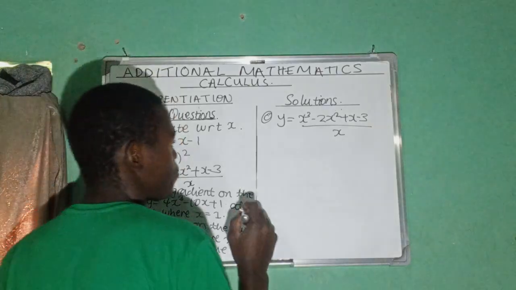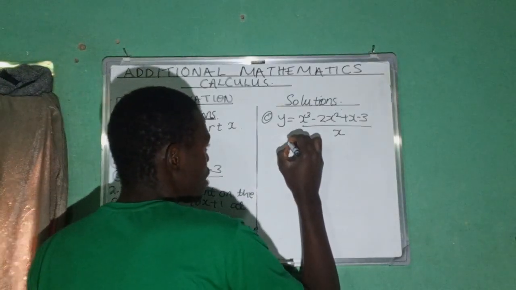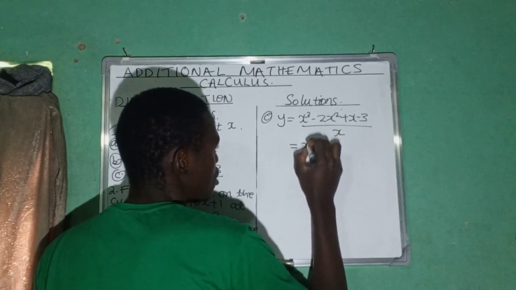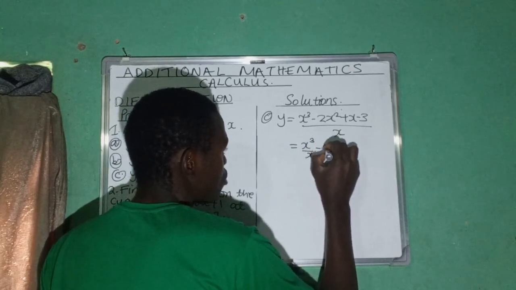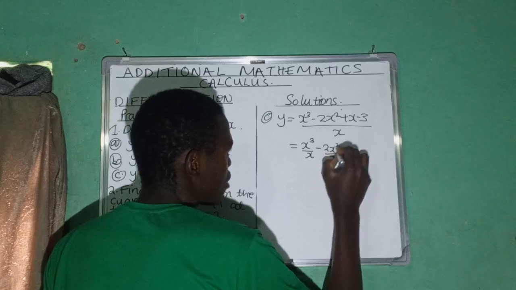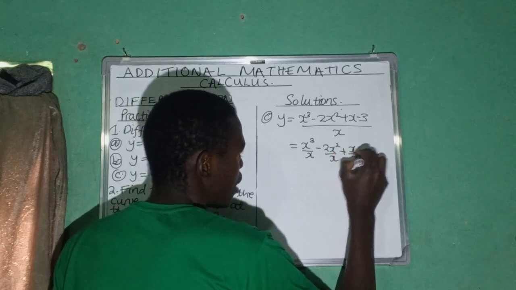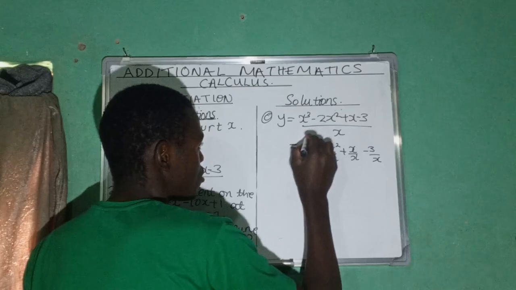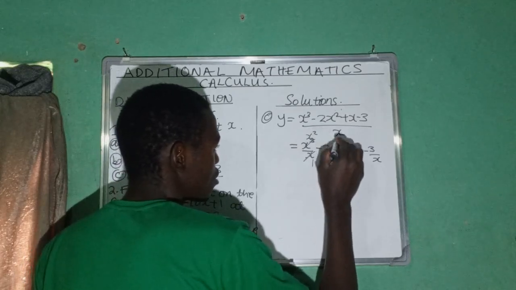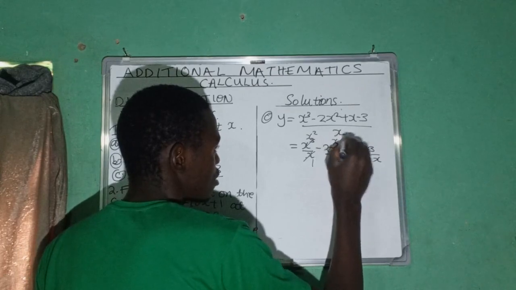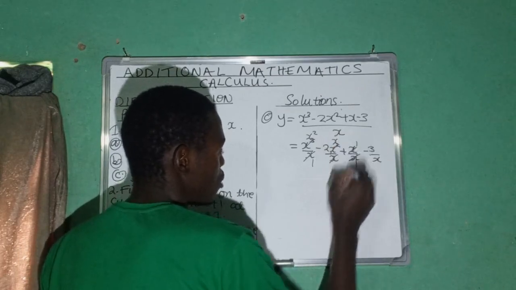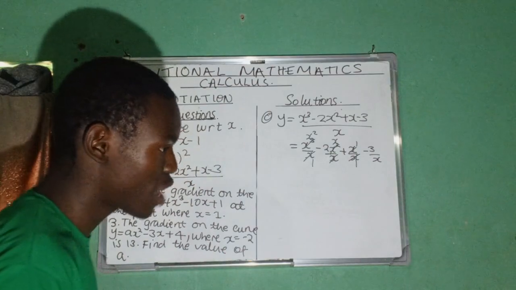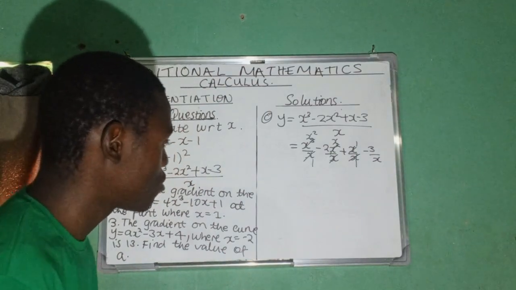So it would be y is equal to x cubed divided by x, minus 2x squared divided by x, plus x divided by x, minus 3 divided by x. And then x into x cubed is x squared. x into x squared is just x. x into x is 1. And then this one, we are going to use the property of the negative index.